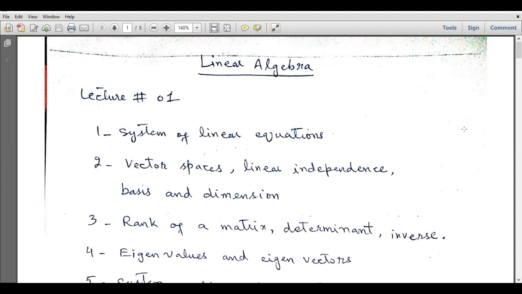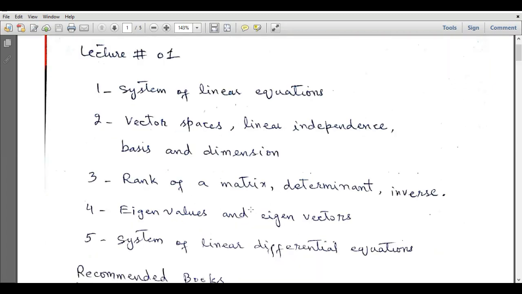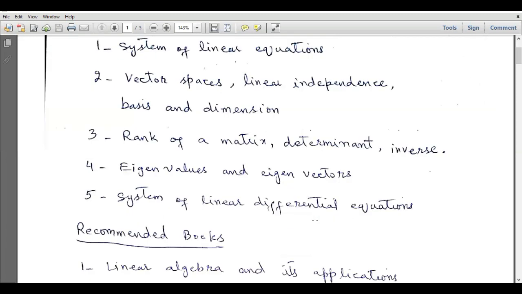In this lecture series, I am going to start a new course, and the name of that course is Linear Algebra. And in this course, I will be discussing system of linear equations, vector spaces, linear independence, basis, and dimension. Then I will discuss rank of a matrix, determinant, and inverse. Then eigenvalues and eigenvectors will be discussed in detail. And finally, the last content of this course is a system of linear differential equations.